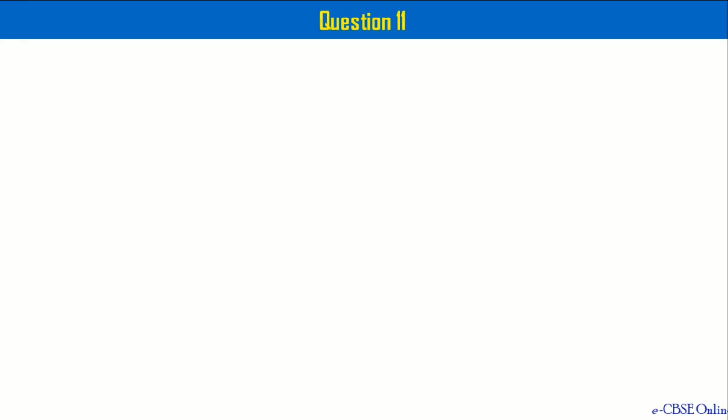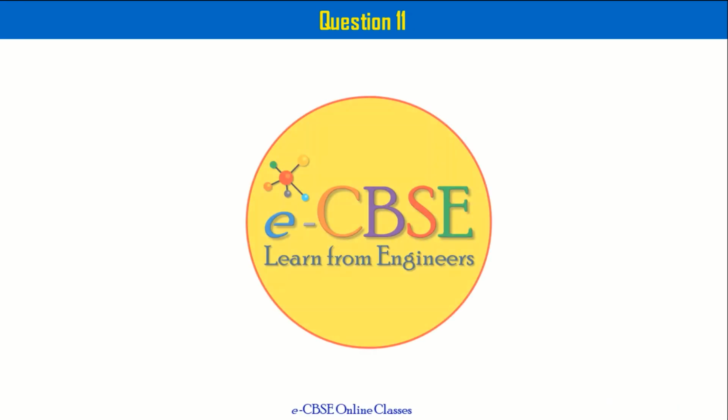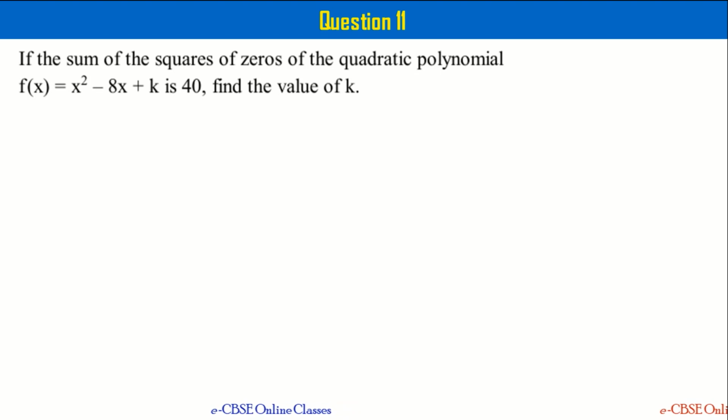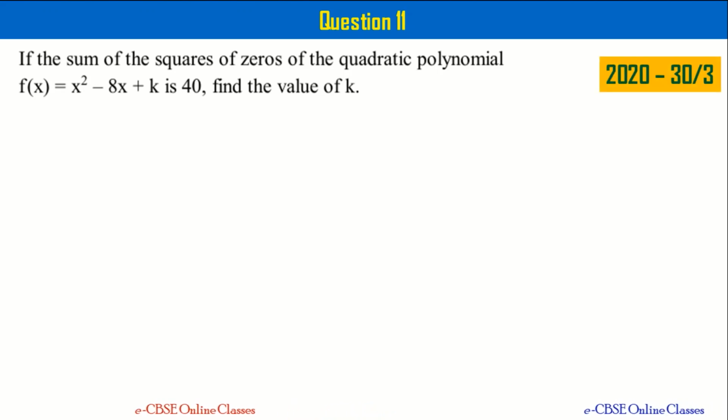Let's take a look at question number 11 now. If the sum of the squares of zeros of the quadratic polynomial f of x equal to x square minus 8x plus k is 40, then find the value of k. This is the question. It is from year 2020, set number 3.